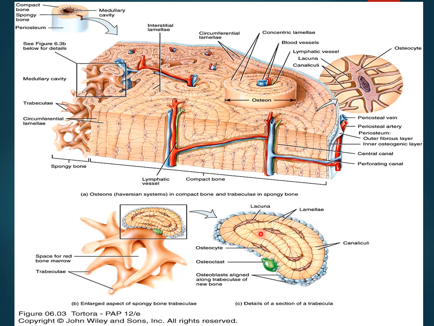So here you can see the structure of a spongy bone, where the osteon, or you can say the Haversian system, is absent. You cannot see any Haversian system here, and the lamellas of the collagen fibers are arranged in the trabeculae. Also there are lacunae which have the osteocytes, and you can also see this one cell, that is an osteoclast.